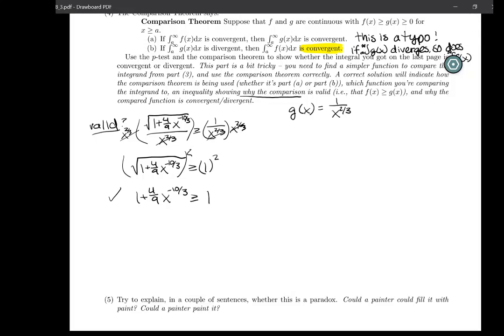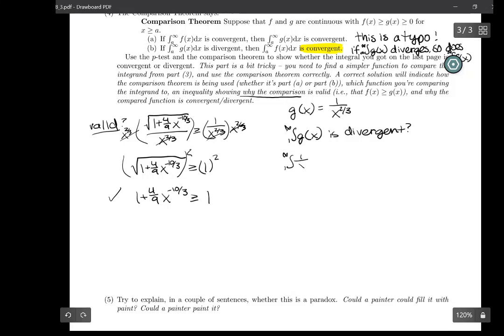The part I'm going to do next is look at whether the integral from 1 to infinity of g of x is divergent. To do this, I'm going to use the p-test, because that's what we used earlier on. So this is the integral of 1 over x to the 2/3 dx. Here x to the 2/3 has a p equal to 2/3, and that is less than or equal to 1, so this integral diverges by the p-test.